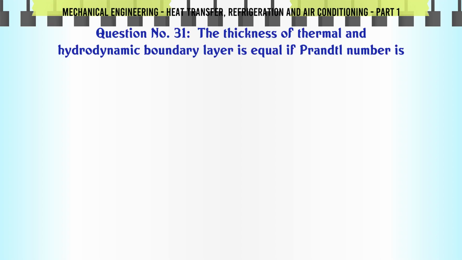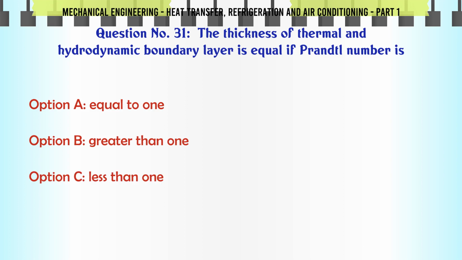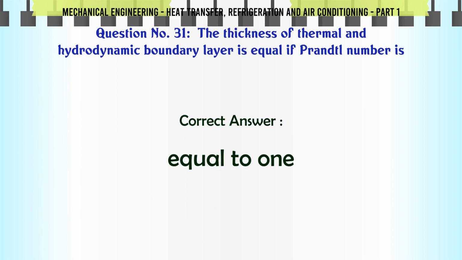The thickness of thermal and hydrodynamic boundary layer is equal if Prandtl number is: A. equal to 1, B. greater than 1, C. less than 1, D. equal to Nusselt number. The correct answer is equal to 1.